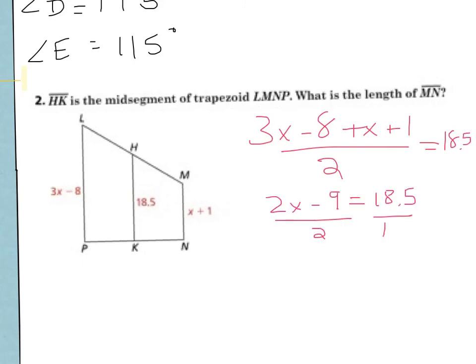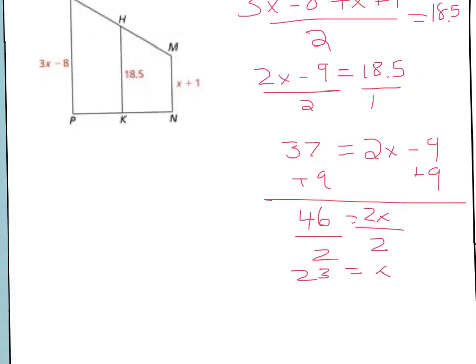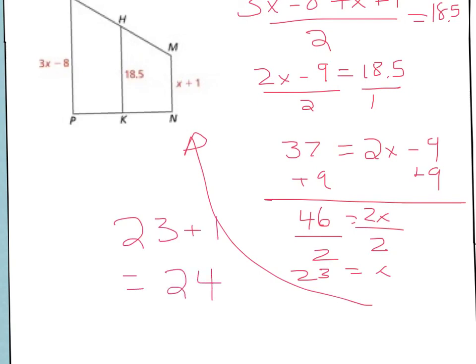If we keep going and simplify it one more step, 2x minus 9 equals 18.5. And then again, we're going to divide by 2, just keeping through the algebra here. We end up with x equals 23 after we cross multiply. Now we want to go ahead and substitute that back into the problem, which said, what is MN? And that's going to be 23 plus 1, which turns out to be 24.